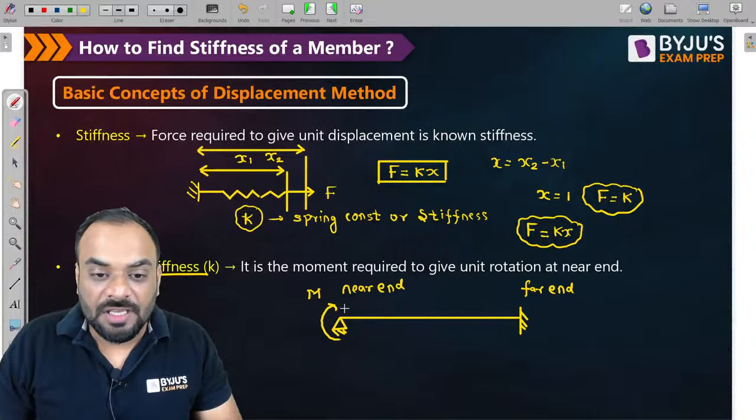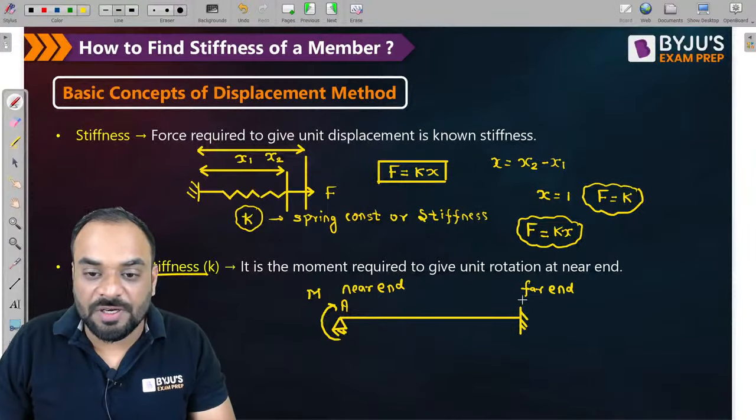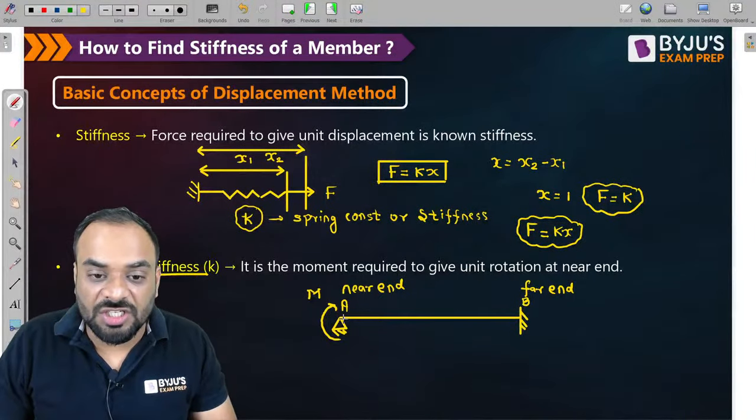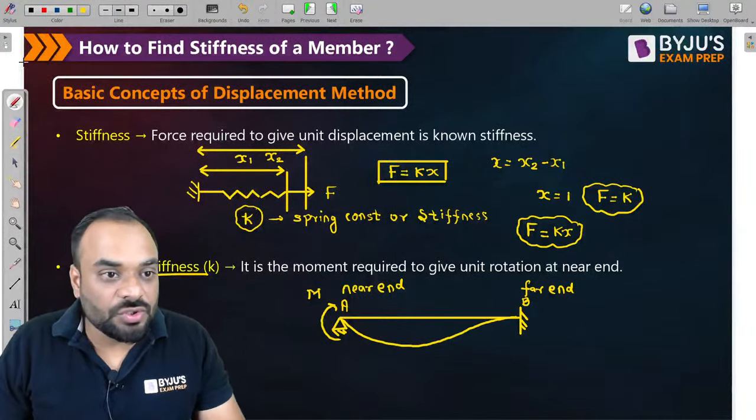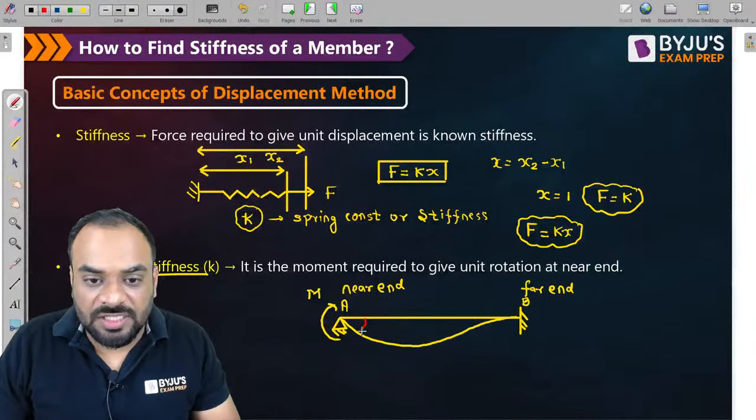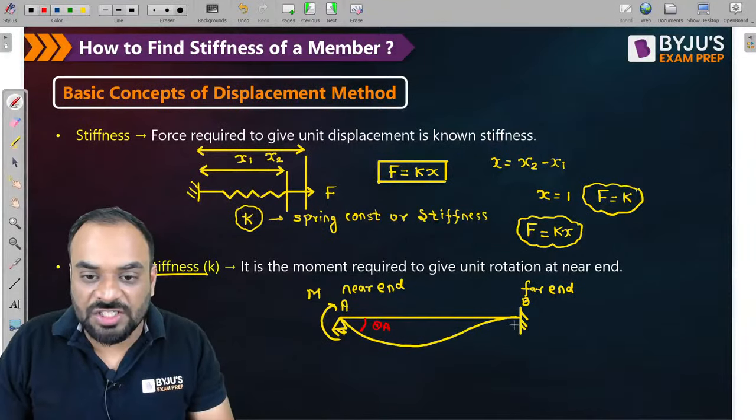Now what will happen? At this particular end, or at this particular support A, the rotation will occur and our beam will try to deflect in this manner, right? So the rotation is theta A in this case, and the rotation at the far end, which is basically fixed, theta B, is equal to how much? It is equal to 0.